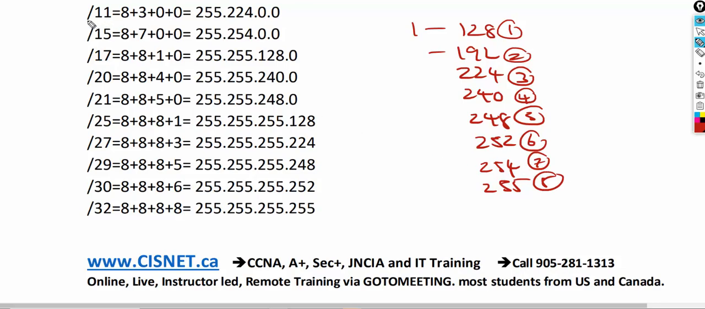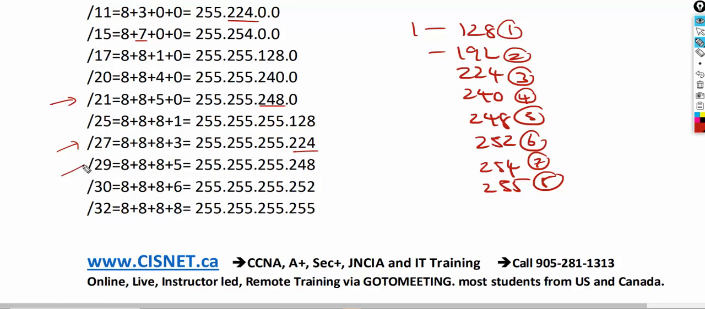/11 is nothing but 8 plus 3 plus 0 plus 0. So 3 is 224. That's why I'm putting 224. /15 is 8 plus 7, and 7 is 254. Let's pick this one, /21: 8 plus 8 plus 5 plus 0. So 5 is 248. Then /27: 8 plus 8 plus 8 plus 3. 3 means 224.